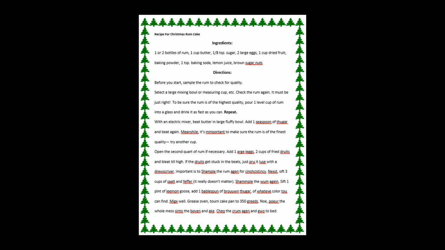Add 1 large egg, 2 cups of dry fruit, and beat till high. If the fruit gets stuck in the beaters, just pour it loose with a screwdriver. Important is to sample the rum again for the sincerity. Next, sift 3 cups of salt and pepper. It really doesn't matter. Sample the rum again. Sift 1 pint of lemon juice.